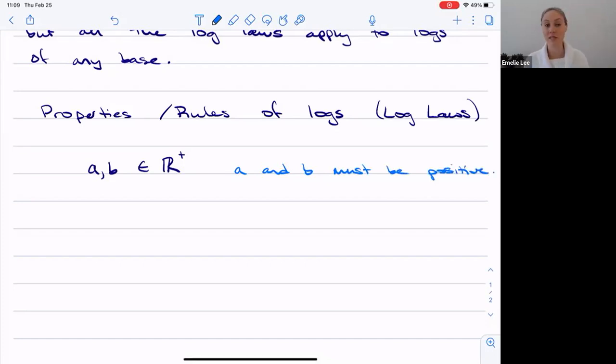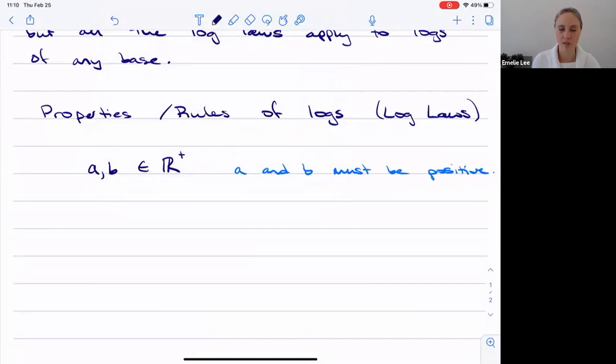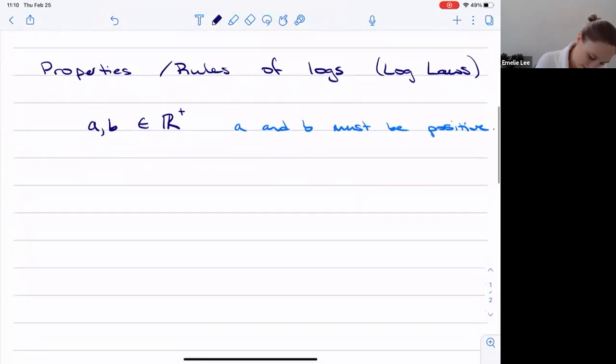Okay, that's all that's saying. So don't be thrown off by that notation. I know we haven't spent a ton of time on that notation, so don't worry about it, but it just says A and B must be positive in the following rules. Rule number 1, and rule number 1 is the one that we use kind of the most, okay?